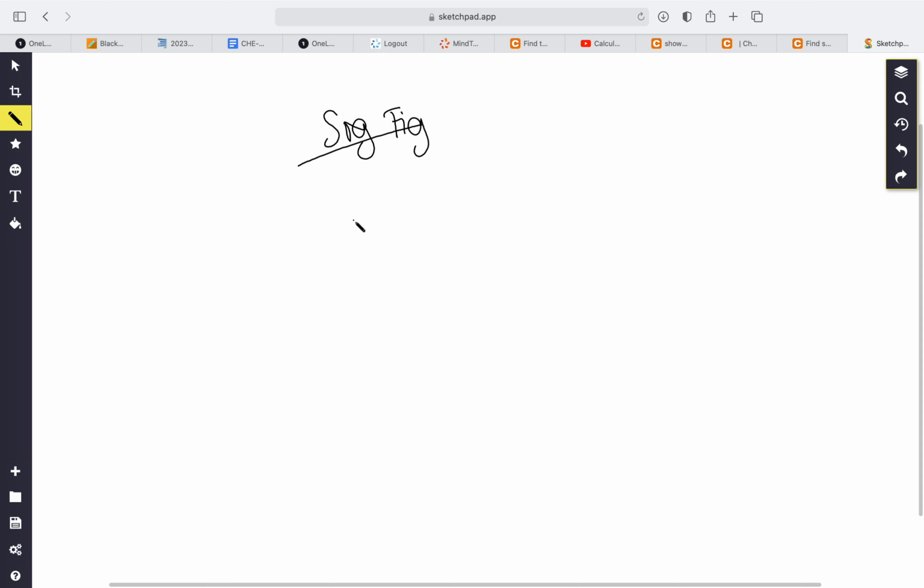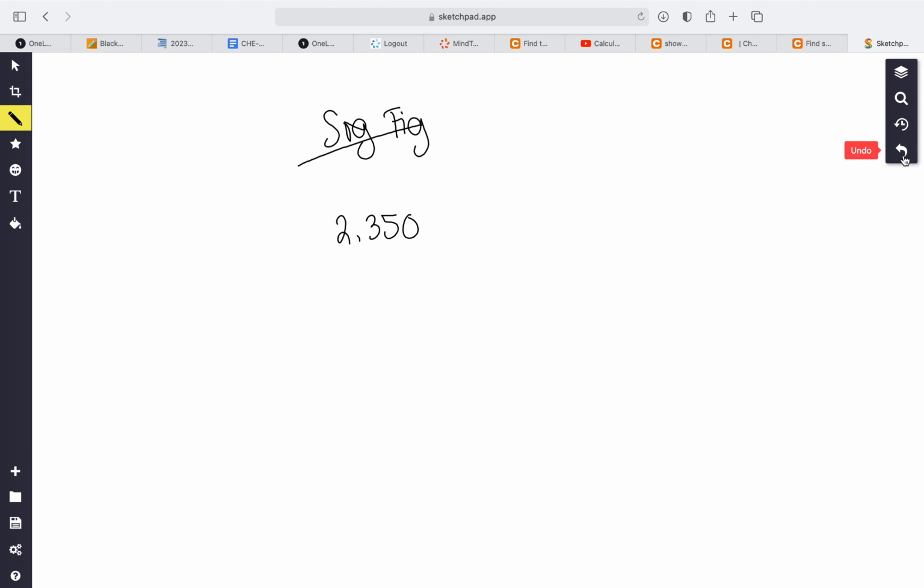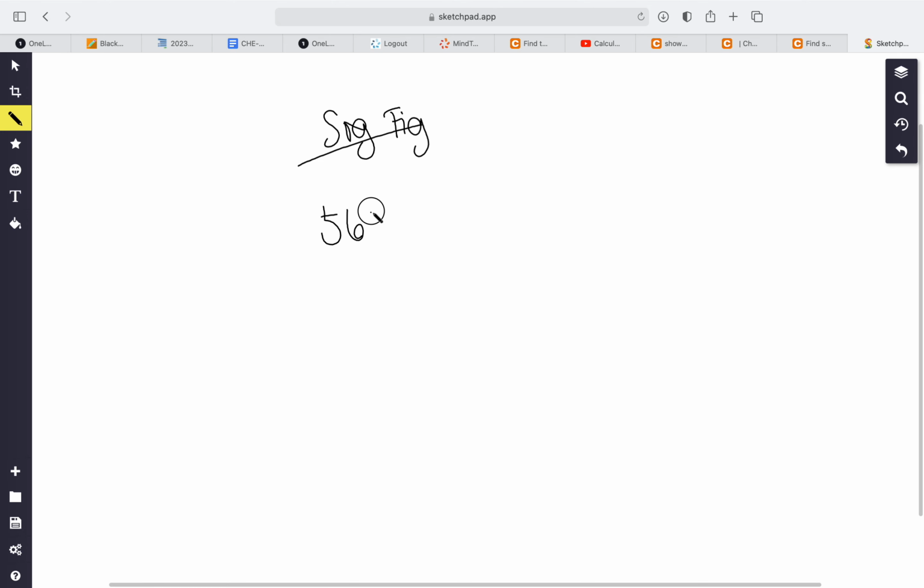The first one I'm going to talk about is that if there are no zeros, every single number is significant. So let's look at a number here. 2,300, that has a zero in it. Okay, restarting. 561.2, this has no zeros in it, so we know that this has 1, 2, 3, 4 significant figures.